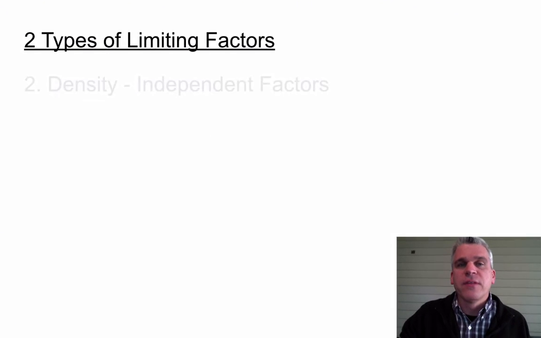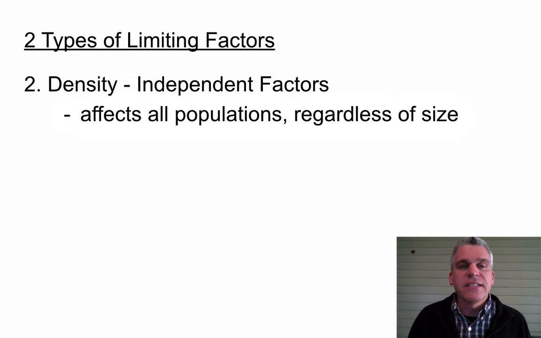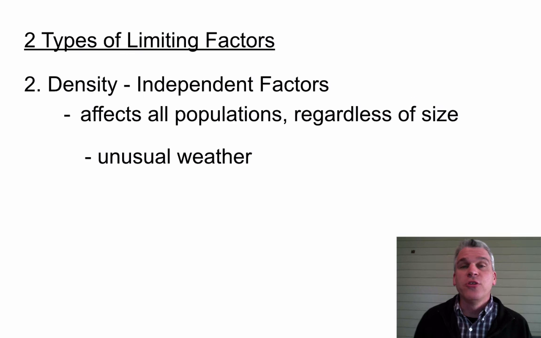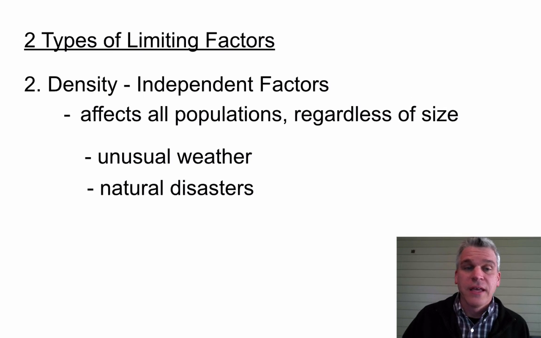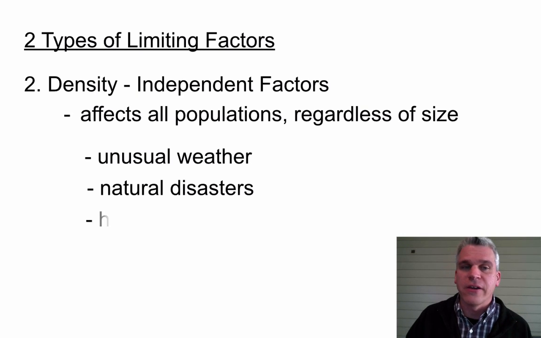Our second type of limiting factor is a density-independent factor. And in this type, these factors can affect any size population. It doesn't matter whether it's really big or really small. So for example, there can be some unusual weather. Hurricanes, for instance, that might kill some individuals. If it's a small population, it might even get rid of that whole population. Natural disasters, things like earthquakes and forest fires certainly will affect the population of an area.